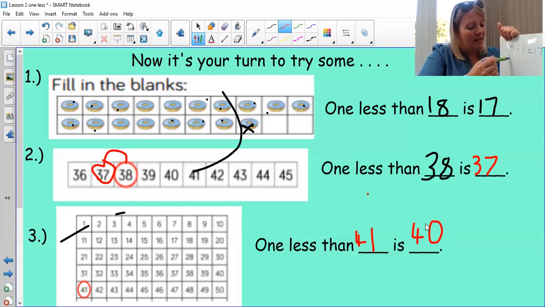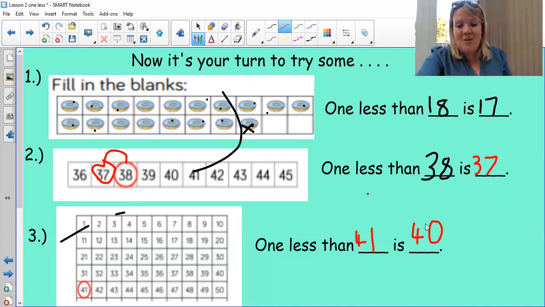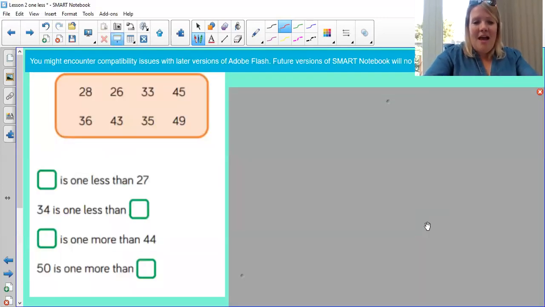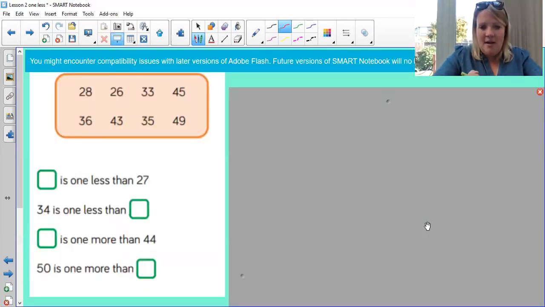Let's have a look at 38. 38 take away 1 is 37, because 1 less than 38 is 37. Brilliant job. Start with 41. Find 1 less is 40. 41 take away 1 is 40, because 1 less than 41 is 40. Great job, everyone. Now I have put up here a bonus question, okay?